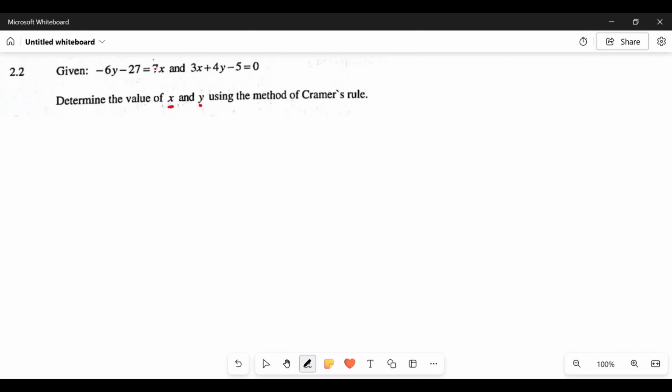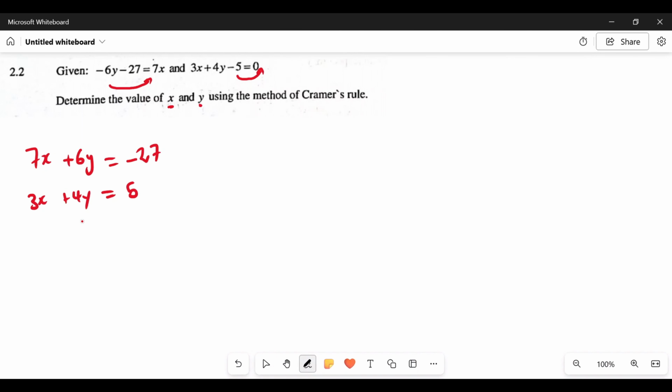So first of all, we need to rearrange this so that we are able to create the square matrix. Let's start with this first equation here. If we transpose this negative 6y to the other side, we'll have 7x plus 6y equaling negative 27. Remember, this is just rearranging, guys. Just make sure the first term contains x and the second term contains y. And then the second equation, we just have to transpose this 5 to the other side. So we're going to be left with 3x plus 4y, all equaling 5.